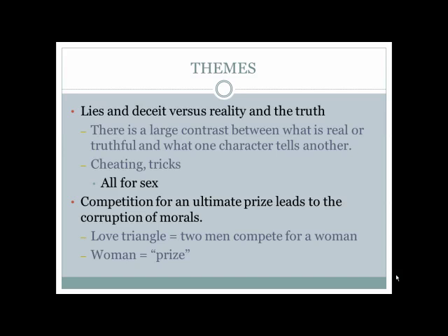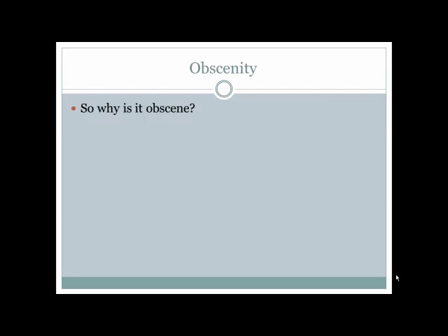And the competition for the ultimate prize is the woman. The love triangle is Nicholas and Absalom, who are competing for the love of the woman, Allison, who doesn't care for Absalom as well. So Nicholas is definitely going to win, but we see that they get their comeuppance at the end.